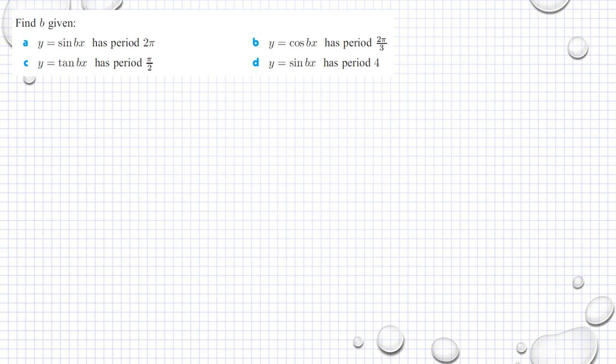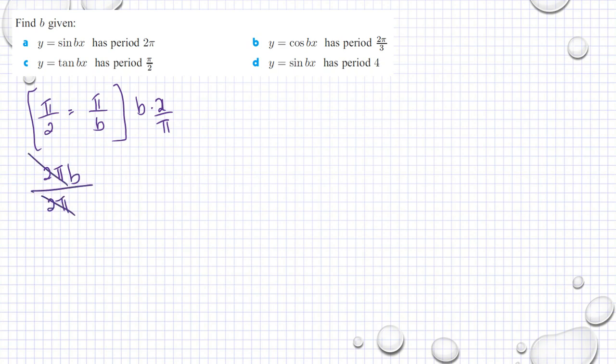Find B given tangent bx, where the period pi divided by 2 is equal to pi divided by b. If we multiply both sides of the equation by b and then by 2 divided by pi, we have 2 pi b divided by 2 pi, so we have 1 equal to pi b divided by b pi. So our b is equal to 2.